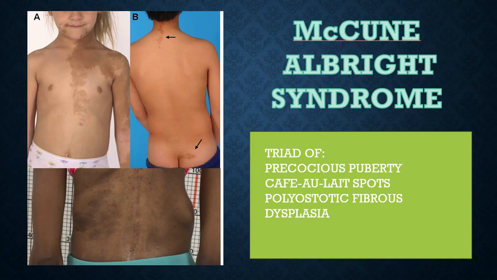Now have a look at this. This is McCune-Albright syndrome, which has a triad of precocious puberty, café-au-lait spots, and polyostotic fibrous dysplasia. So here is a child, here are two children, three children with McCune-Albright syndrome. They have café-au-lait spots. In neurofibromatosis, the children also have café-au-lait spots, but the difference is that in McCune-Albright, the spots don't cross the midline and they do not have proper regular margins as in neurofibromatosis. So if you find any kind of dysmorphism in a child with precocious puberty, keep in mind McCune-Albright syndrome.